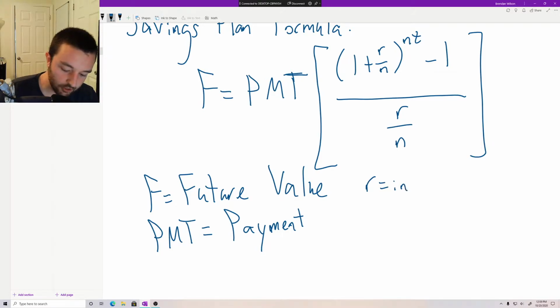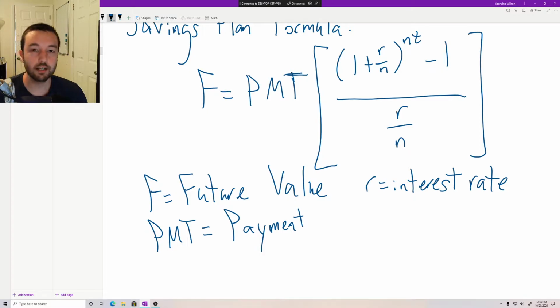R is still the interest rate. Okay. So this is all assuming that when you're saving, you're putting it into an account with an interest rate, right? So if you have just like a checking account or something like that, those typically don't have interest rates. Some do, but most don't. So this formula wouldn't really apply to that.